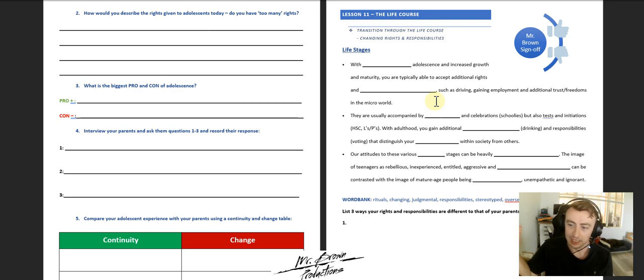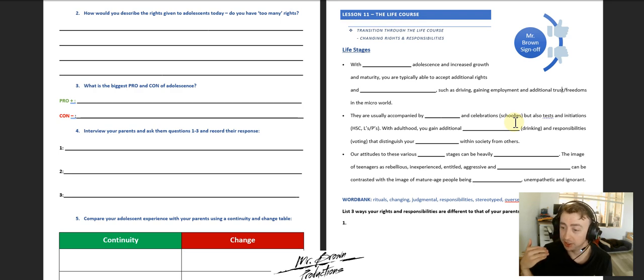So as you grow older and grow through your different life stages, you'll come to understand that with increased maturity and understanding, you can accept additional rights and responsibilities. So once you hit 18, that's things like being able to legally drink, being able to vote in elections, amongst other things. And I think I've jumped the gun because the next point here is they are usually accompanied by rituals and celebrations. So things like schoolies.